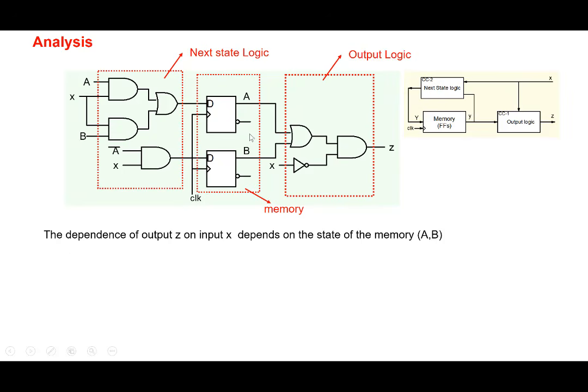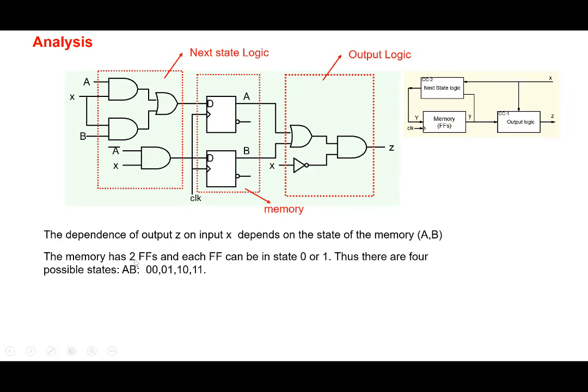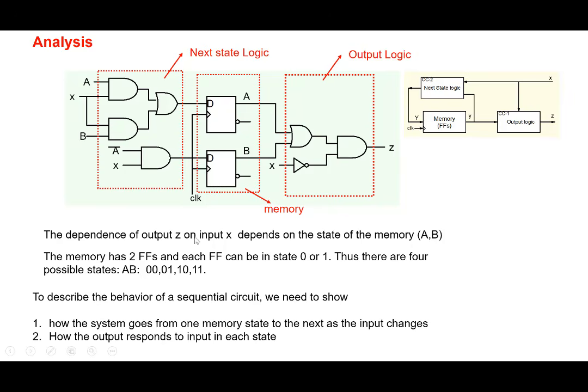So the first thing is to look at the memory here. The memory has two flip-flops, and the state of each flip-flop, A for example, can be 0 or 1. So the state of the system, AB, can be 00, 01, 10, or 11. Because there are two flip-flops, the system can be in four possible states. To describe the behavior of the sequential circuit, we need to show how the system goes from one memory state to the next as the input changes.